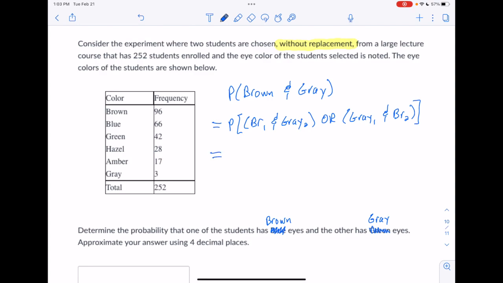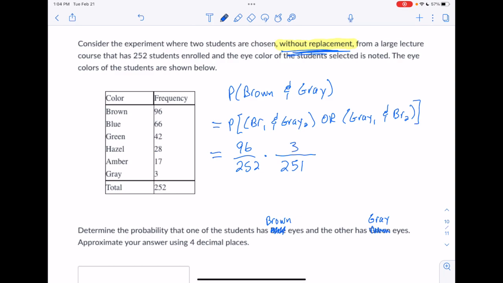So what's the probability the first person selected has brown eyes? Well, there's 96 students like that out of 252. And then we don't usually write this out, but the second part is, given we just picked somebody with brown eyes, what's the chance we'll now pick one with gray? If we just pick somebody with brown eyes, and it's without replacement, we've sent that person out of the room, so now there's only 251 students left in the room. But because the person we picked and sent out had brown eyes, all the people with gray eyes are still there, so we still have 3 of those.